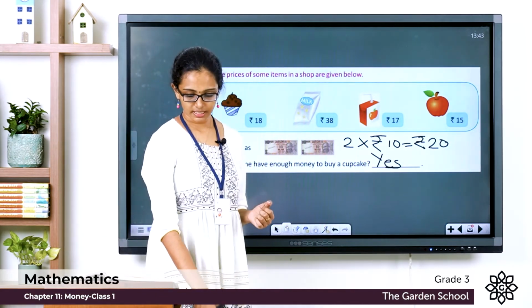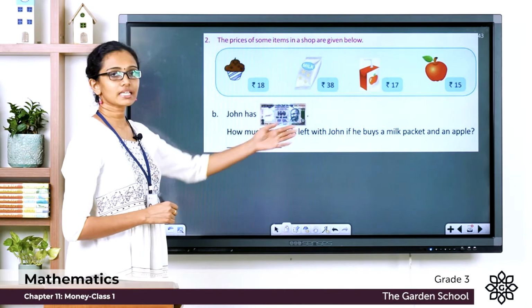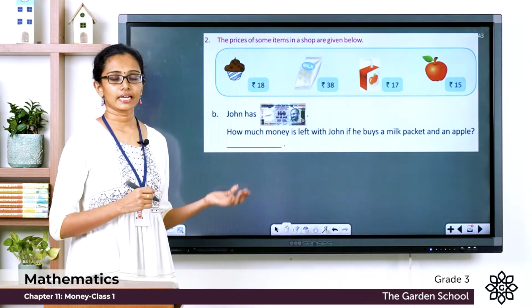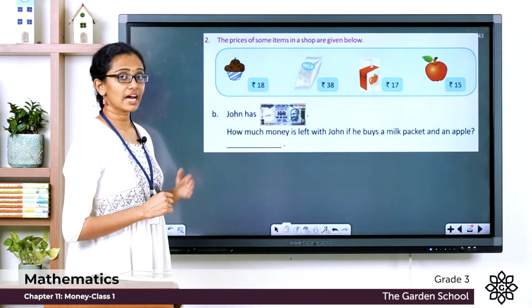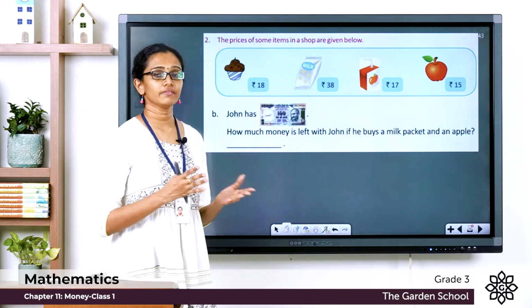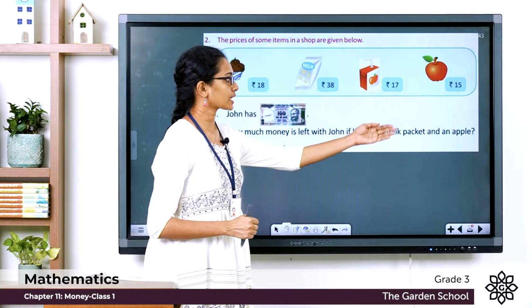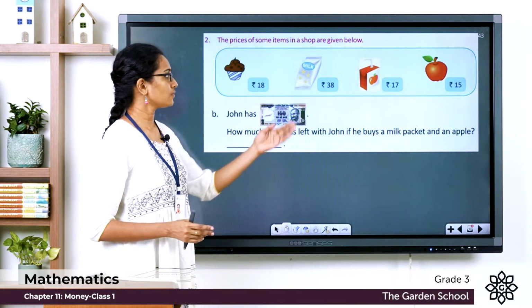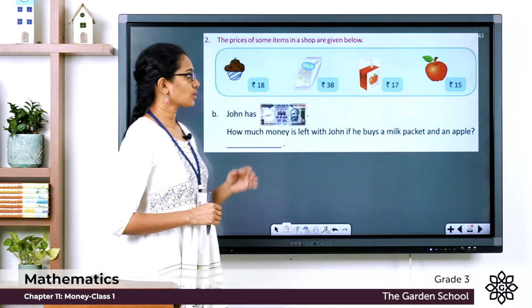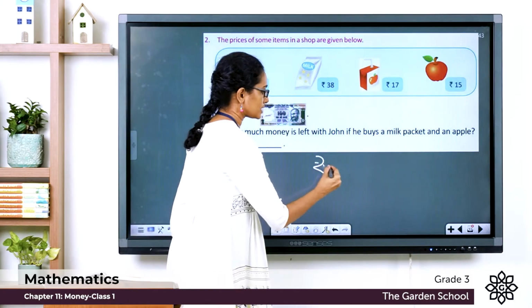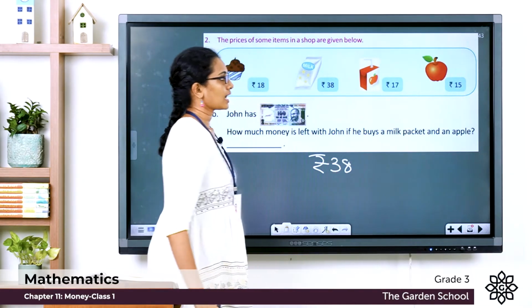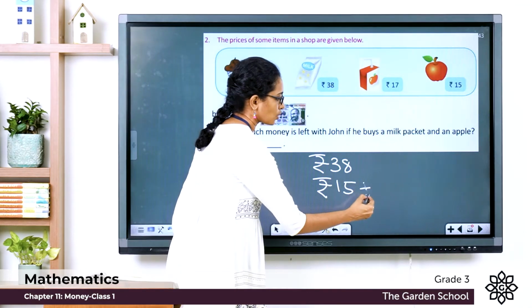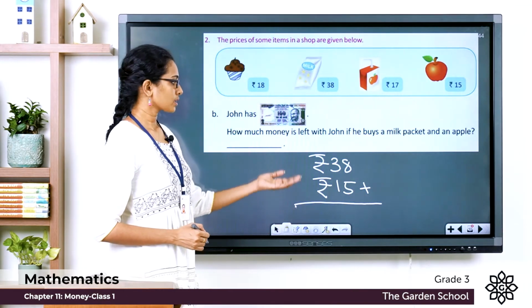So let's see the next question. Question B. John has rupees 100 with him. How much money is left with John if he buys a milk packet and an apple? So he has rupees 100 with him, and what is the amount that he will get as a balance if he buys a packet of milk and an apple. So let's first see what is the cost of a milk packet and an apple. So a milk packet costs how much? Rupees 38, and an apple costs rupees 15. So what is the total cost of an apple and a milk packet?